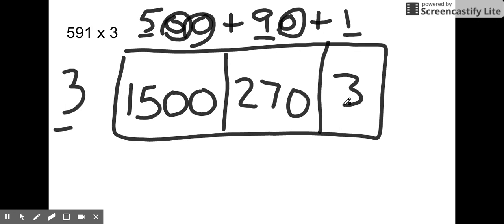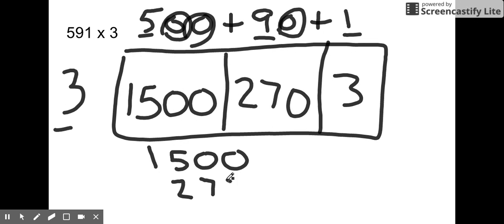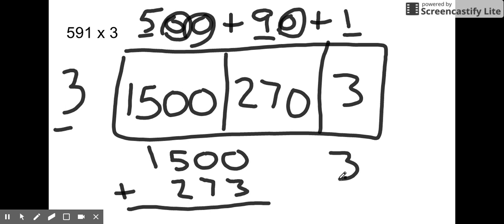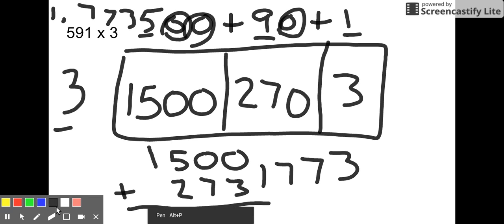Again, I'm going to add all 3 of these boxes together, but I can do a little bit of mental work before I start stacking up my numbers to add. I know that 1,500, I'm going to go ahead and leave that alone, but I know that 270 plus 3 is 273. Since I can do that in my head, I'm going to go ahead and just take out an extra number that I'm stacking. I know that 0 plus 3 is 3, 7 plus 0 is 7, 5 plus 2 is 7, and 1 plus nothing is 1. So that tells me that 591 times 3 is 1,773.